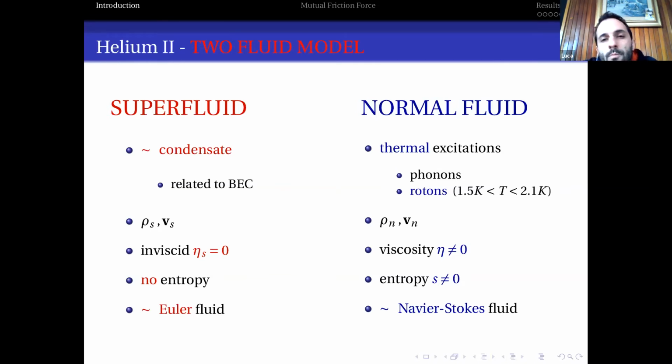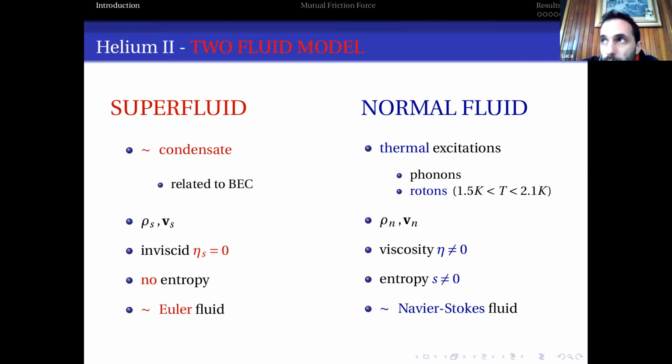On the other hand, the normal fluid is a gas of elementary thermal excitations, which are called phonons and rotons, and in the temperature range we are interested in, the normal fluid density is mainly due to rotons. Also the normal fluid component has its own thermodynamic and kinematic variables, so density and velocity, which we will indicate respectively with ρn and vn.